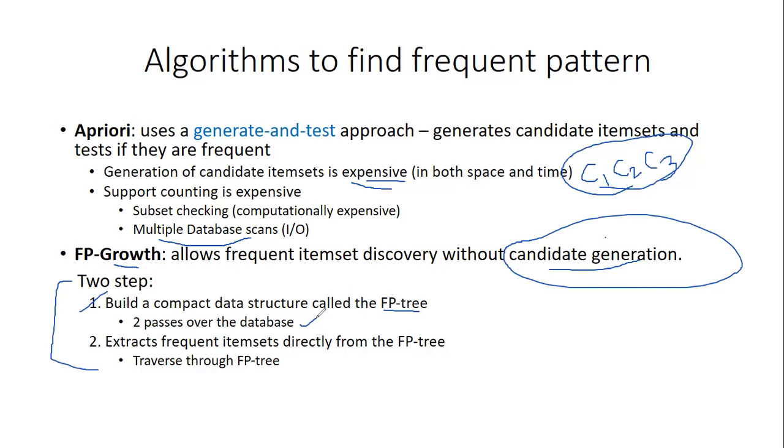That I'll tell in the next slide. So next, the second step is to extract the frequent item set directly from the FP tree. That is, by traversing through the FP tree, we will be finding the frequent item set.